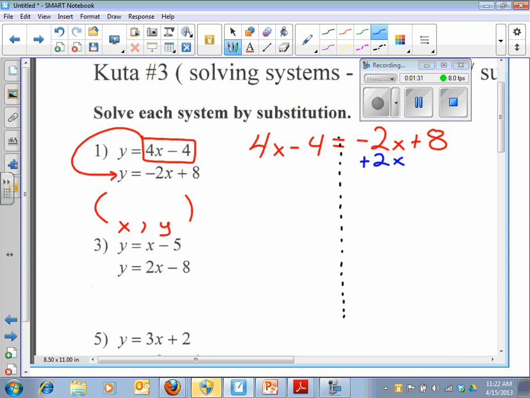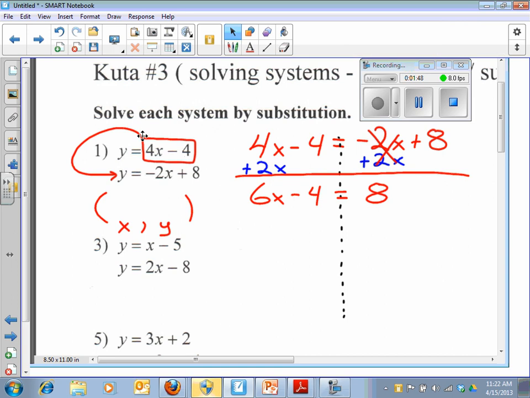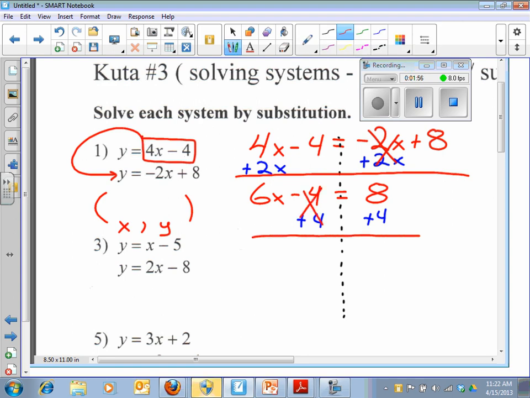I do the same thing on the other side of the line, add a positive 2x, and then my sum line to see what happens. I get 6x minus 4 on the left-hand side of the equation, and because these cancel, the only thing left is a positive 8. Now if I continue to solve this equation for x, I would add 4 to both sides. And once again, when I do the sum line, these cancel, and now I have 6x equals 12.